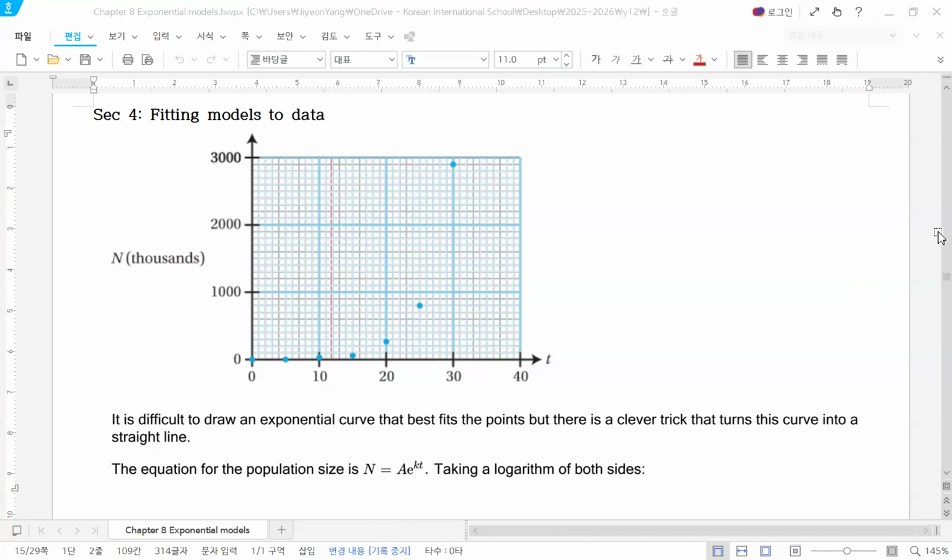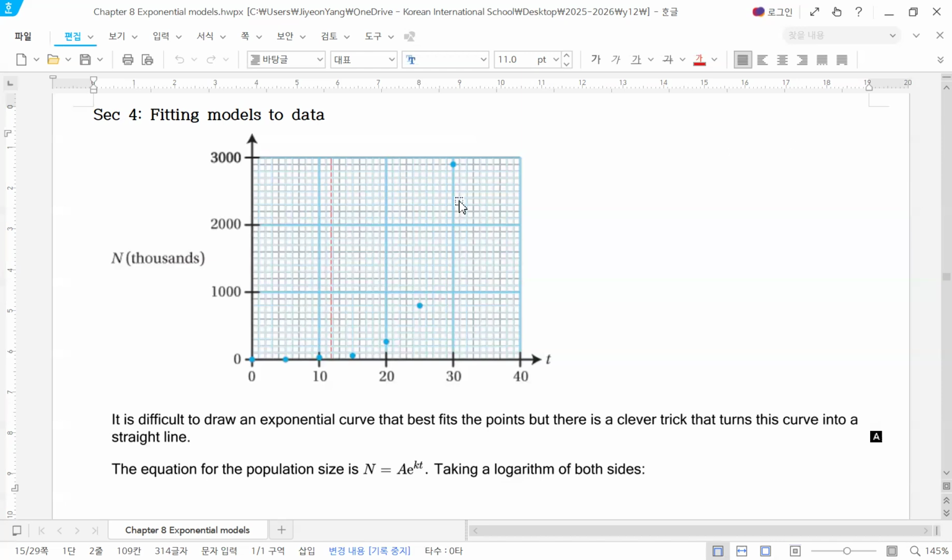Okay, students, section four is about why we are learning logarithm. Do you remember for what purpose logarithm was invented? To change the operation from multiplication to addition. Do you understand? From multiplication to addition, that is the basic purpose why mathematicians invented logarithm.